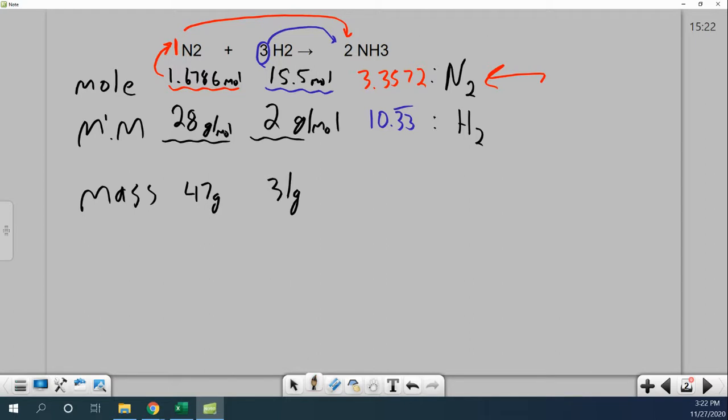So what we do now is, the nitrogen's the important one. I'm going to rewrite the mole table here, actually. It'll probably be easier to see.